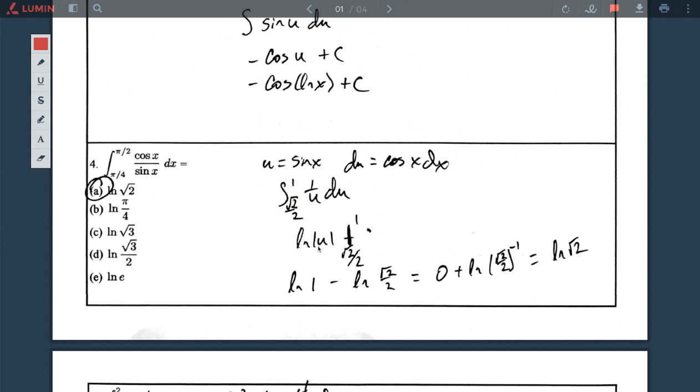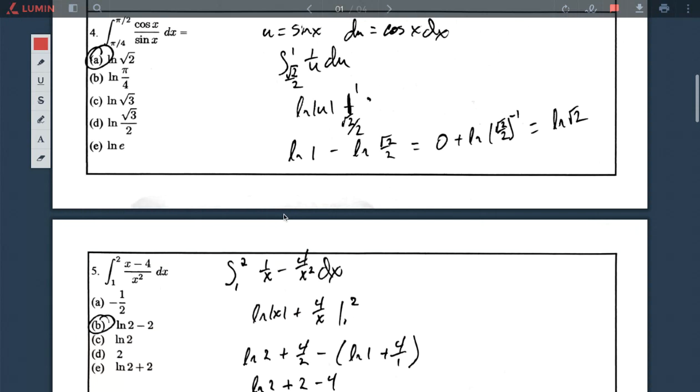Integrate 1 over u gives me the natural log of u, and then we need to plug in 1 and square root of 2. So natural log of 1 minus the natural log of the square root of 2 over 2. Natural log of 1 we should know is 0. Again, since I have a negative here, I can move that negative up to give me an exponent, and that makes me flip this. When I flip this and clean it up, we end up with a natural log of 2. So that's why natural log of 2 is our solution.